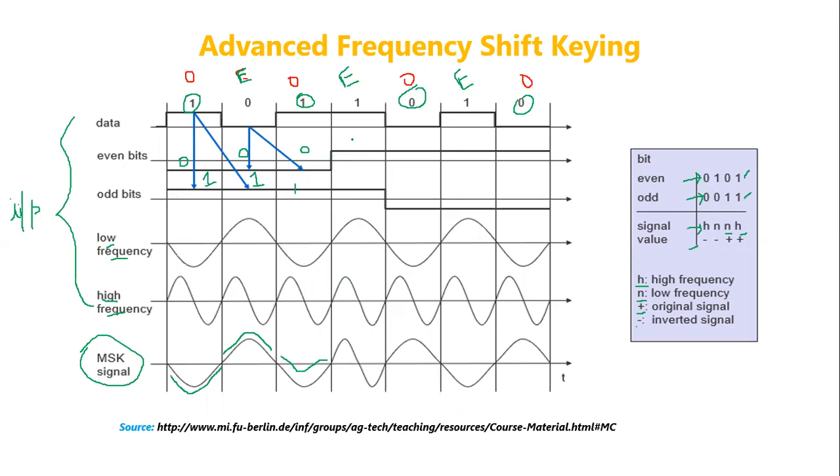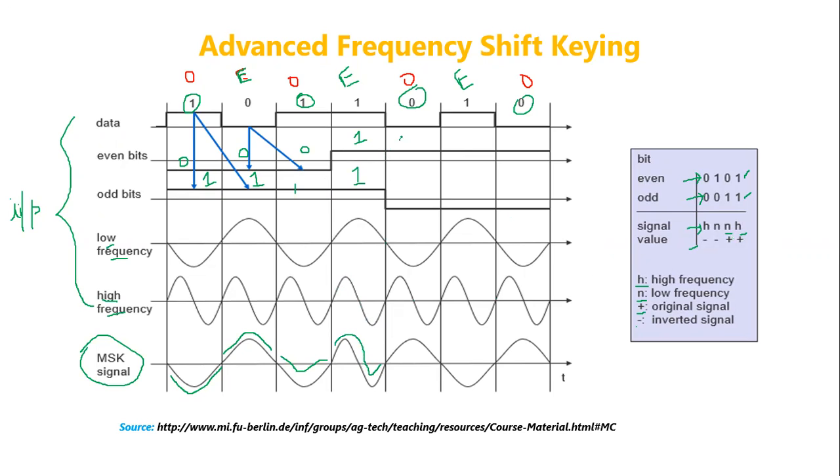Now let us see the fourth case. Here there is a change. The even bit is now 1 and the odd bit is also 1. In that case, the resultant signal will be the original high frequency signal. You can see the original high frequency signal is this, and the same thing comes to the resultant signal as it is.